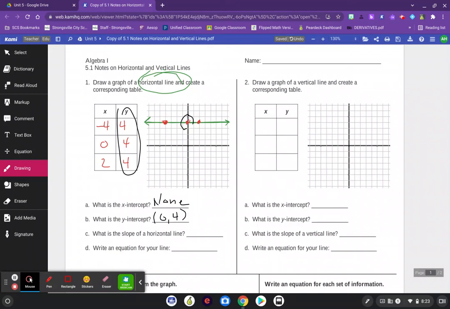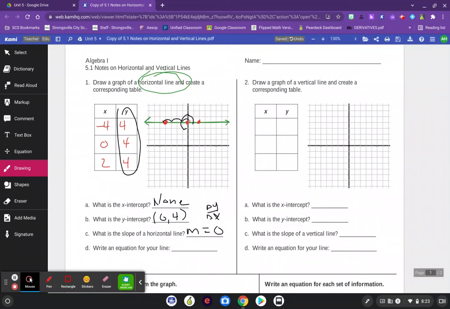What's the slope of a horizontal line? Well, the slope of a horizontal line is 0. Remember, slope is change in y over change in x. And to go from one point to the next, I'm not changing in my y values. So 0 divided by my change in x would just be 0.